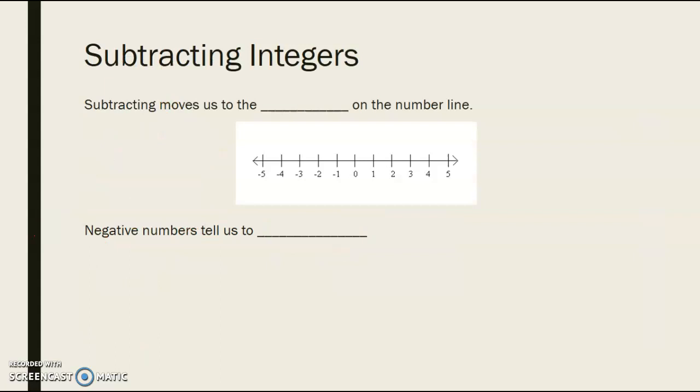Alright, so then moving on to subtracting integers. When we subtract, subtraction makes us move to the left on the number line. And the negative numbers tell us, again, to change direction, or go the opposite direction.